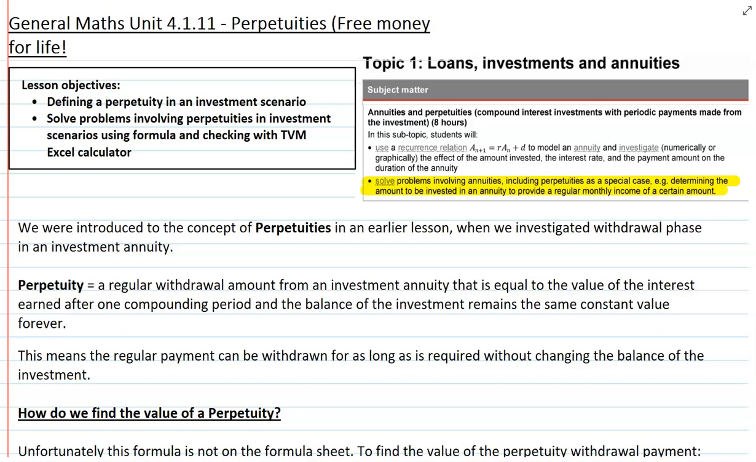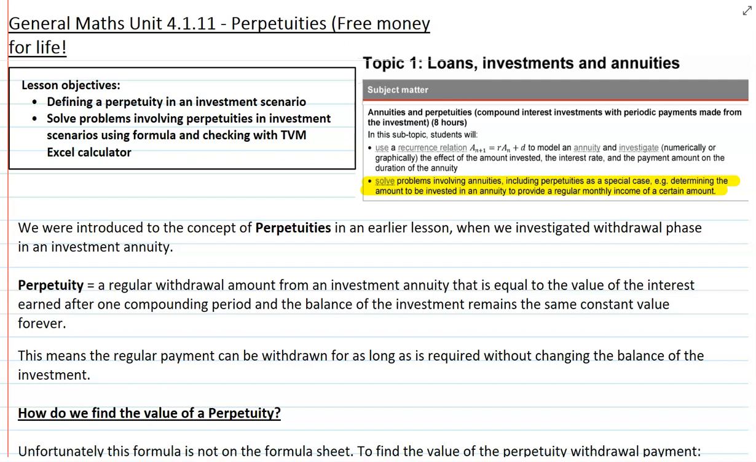This lesson is from Unit 4 of the Queensland General Maths syllabus, and today we're looking at perpetuities, or free money for life. In this lesson we're going to define what a perpetuity is within an investment scenario, and then we're going to solve problems that involve perpetuities in investment scenarios using formula that we're given, and we're also going to check with our TVM Excel calculator.